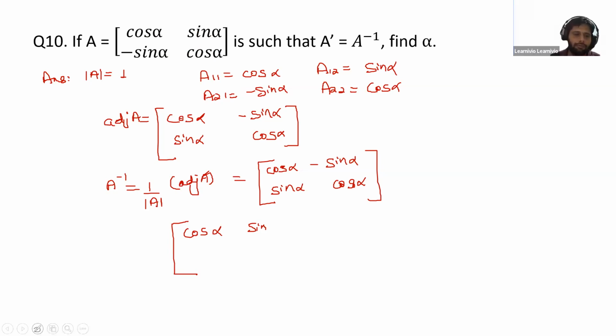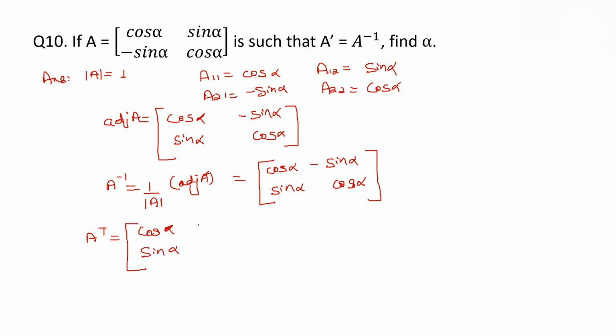Okay. Now next, as per the question, we need to find the transpose of A. So we get A inverse, now we'll find the transpose of it. So A transpose is equal to first row becoming first column. So this is cos alpha, sine alpha, and minus sine alpha, and cos alpha. Okay, Abdul? We get this transpose. Yes, sir.